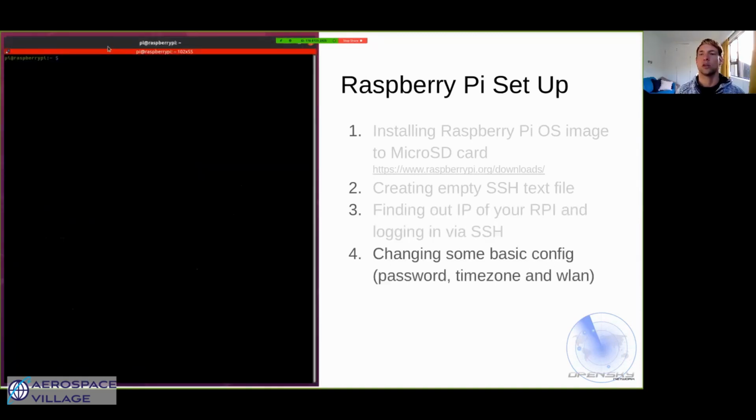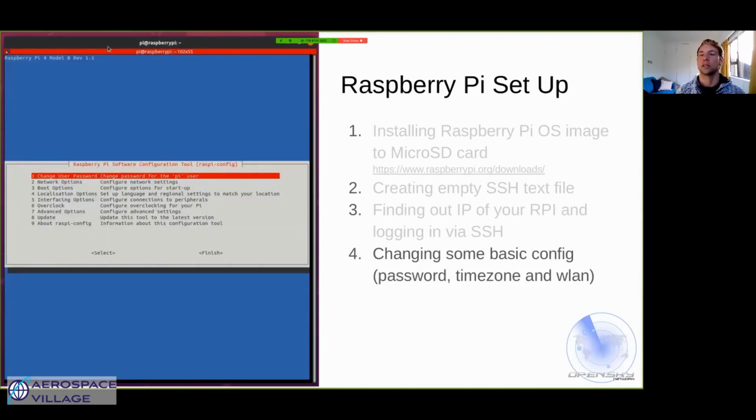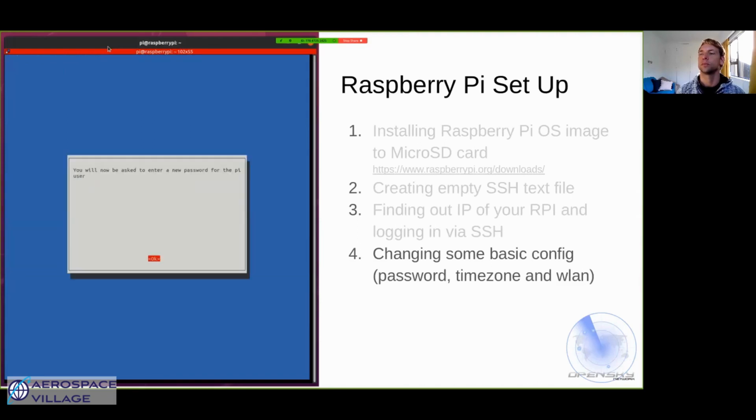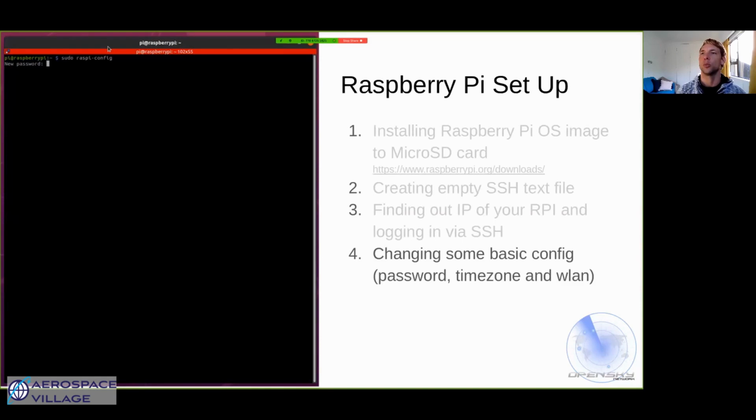Next, we are going to change the default password, configure the time zone, and optionally configure wireless LAN. So to do this, let's start raspi-config. Then select change user password, and enter a new password twice.